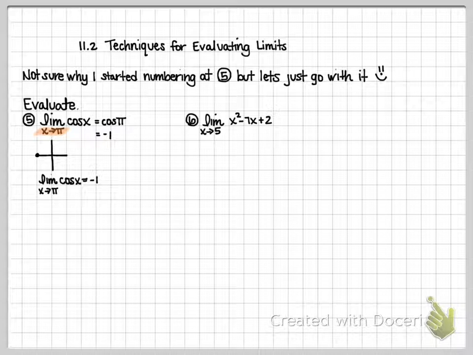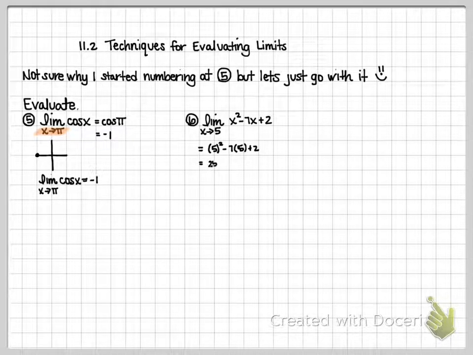Now let's take a look at the next one. Again, I always try direct substitution first, so let's plug in that 5 and see what happens. So the limit notation disappears because I'm plugging it in. So I get 5 squared minus 7 times 5 plus 2. There's no denominator here, so I'm not too concerned about indeterminate form at all. Actually, I'd be a little surprised if it showed up.